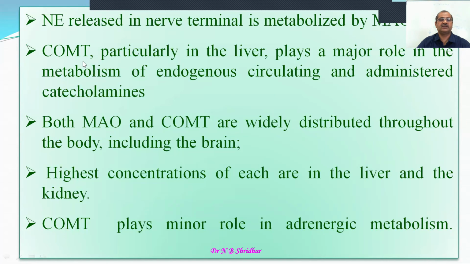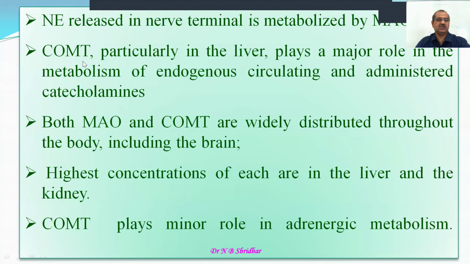Both monoamine oxidase and catechol O-methyl transferase are widely distributed throughout the body, including inside the brain. The highest concentrations of each are present in the liver and in the kidney, especially monoamine oxidase and catechol O-methyl transferase. Both are present in the liver and also in the kidney, and they are also present especially in the nerve endings, in the synaptic cleft.